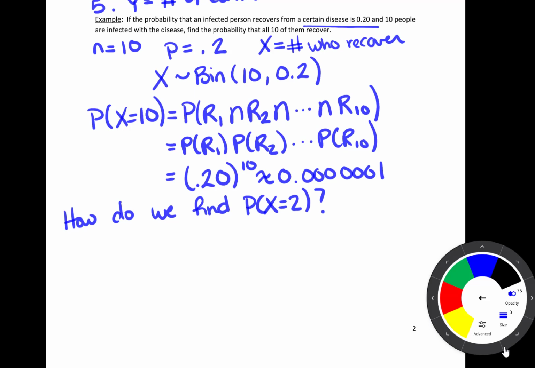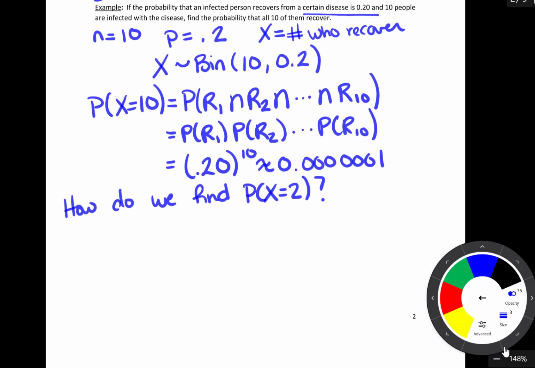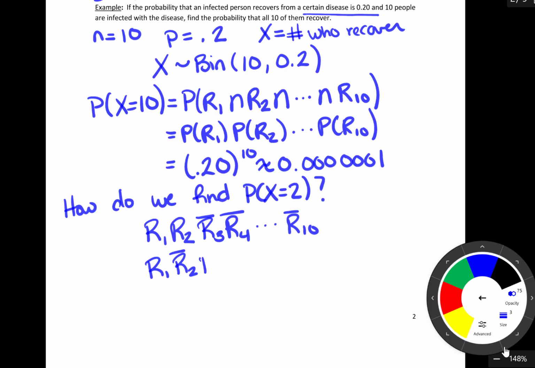Alright, so let's first start thinking about what this would look like in terms of who recovers. So if x is equal to 2, that means 2 out of my 10 people recovered. So it could be that person 1 recovered and person 2 recovered, and then everybody else did not recover. It could be that person 1 recovered, person 2 did not recover, and person 3 recovered, and then no one else did.